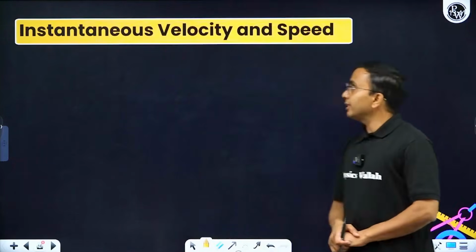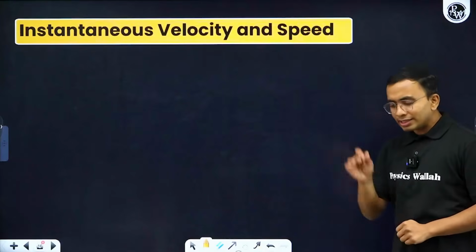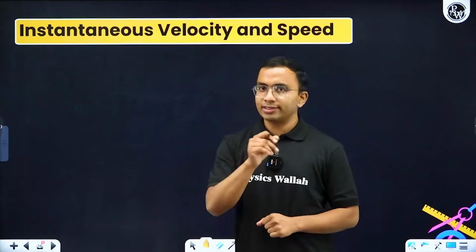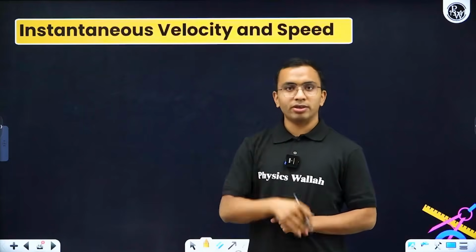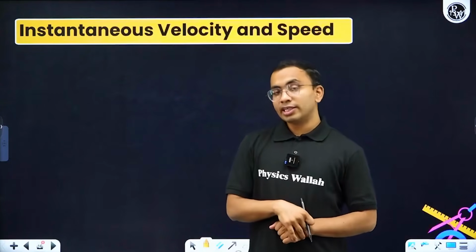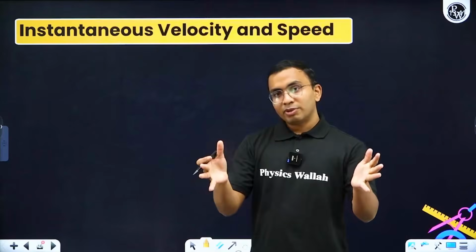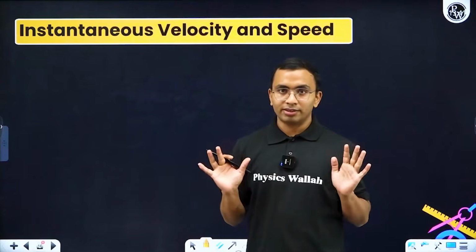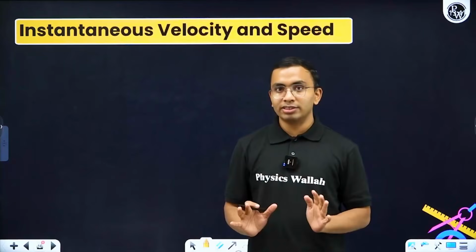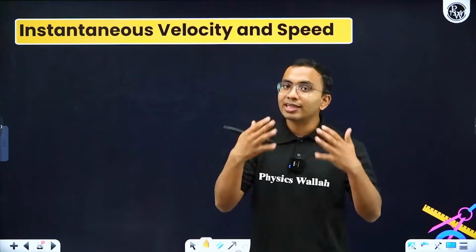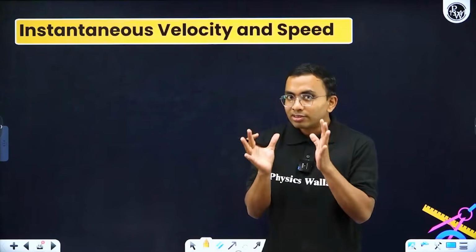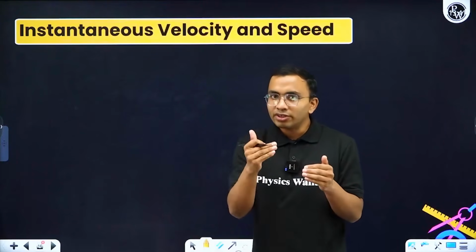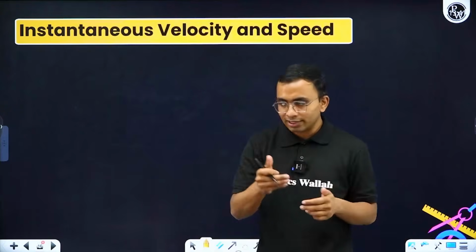Now, instantaneous velocity and speed. What does instantaneous mean? Instantaneous means at that particular instant. We say average velocity is displacement, the change in position divided by the time interval, the change in time. That is change in position divided by change in time. But when I talk about instantaneous, the change becomes very, very small. So it will become the rate of change of position with respect to time.